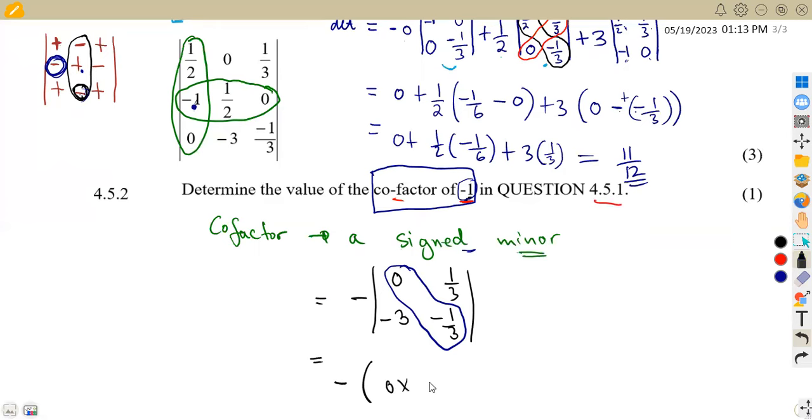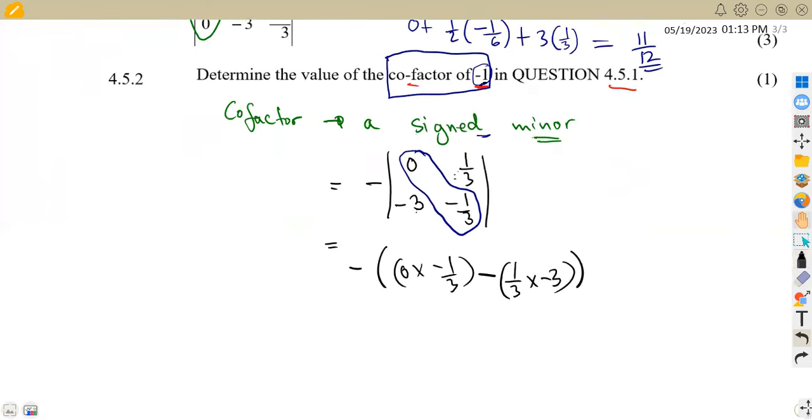That's 0 times minus a third in the major diagonal, minus these two left. That's a third and minus 3. So a third times negative 3 like this. All right, so this whole part is going to give us the cofactor. Okay, so if we simplify properly, take note, we are going to simplify this. That's a 0 here. If we simplify, we are going to obtain a plus 1 in this case. This one and this one cancel. So this one is going to give us a plus 1 in this case.